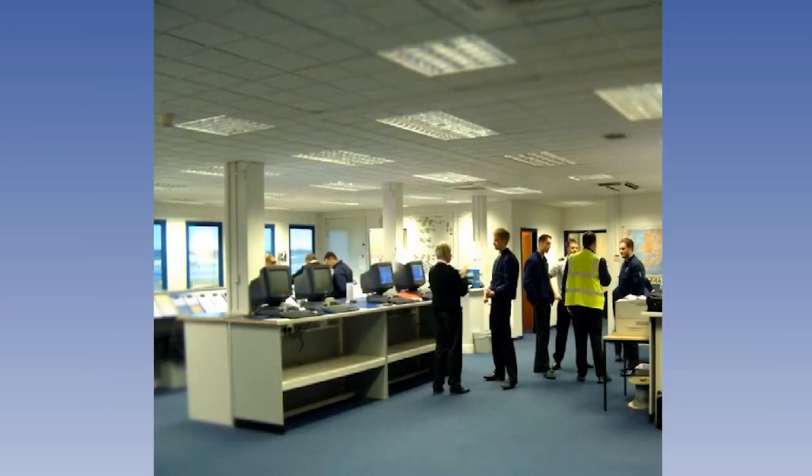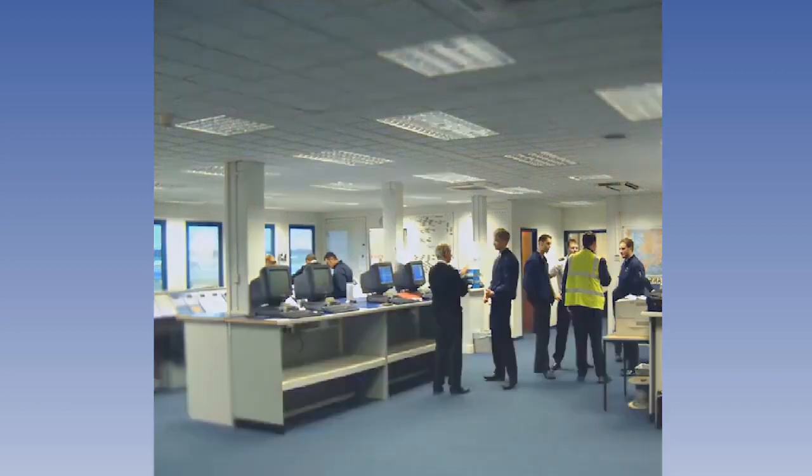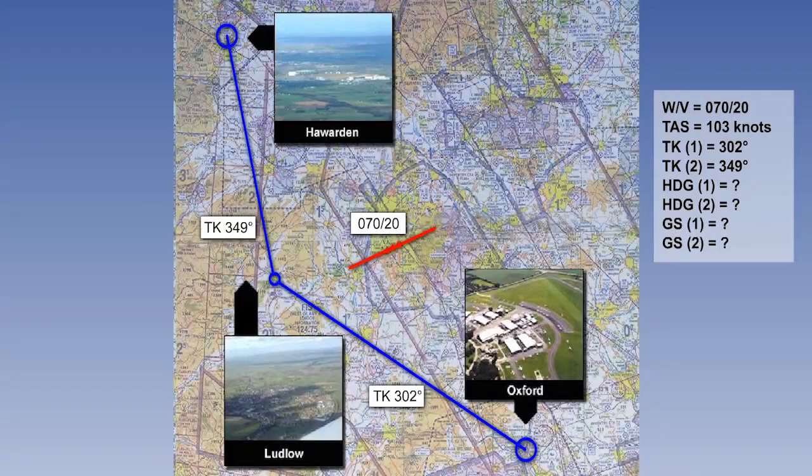Let's try another example. This time, though, we won't draw the triangle of velocities onto the wind face of the computer. We'll do the calculation as you'll probably do it during your flight planning. We'll assume that we've planned a flight from Oxford to Harden via Ludlow. The wind for the whole route is given as 070 degrees true at 20 knots. Our true airspeed will be 103 knots. We need to calculate our heading and ground speed for both legs.